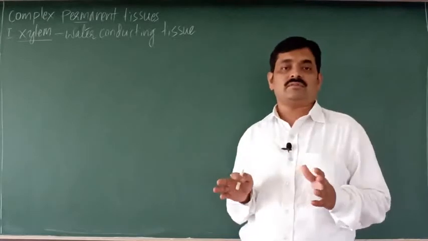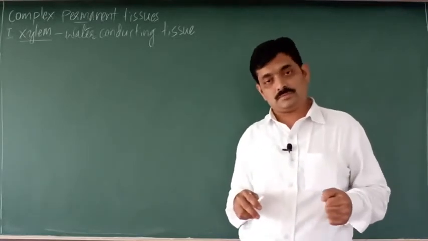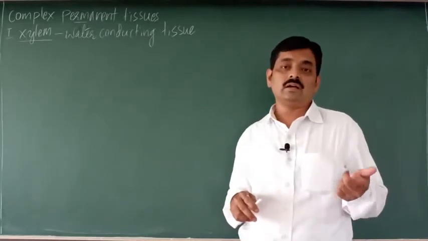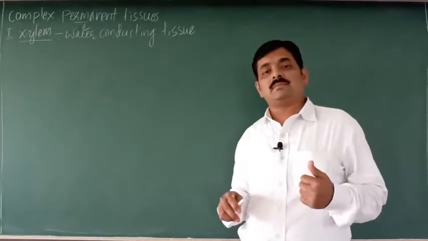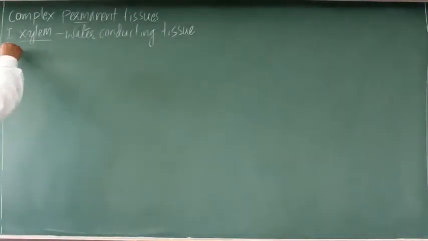So this is the important function that is performed by xylem, that is called conduction of water. That's why it is called water conducting tissue. Now this xylem is composed of four types of cells.